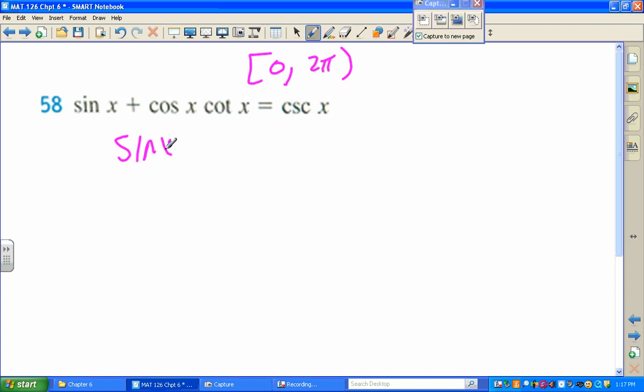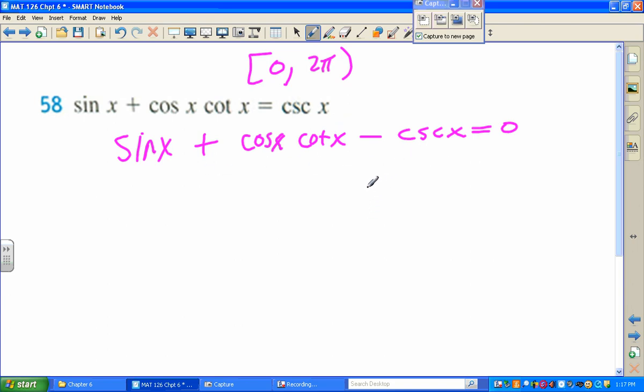Sine of x plus cosine of x cotangent of x minus cosecant of x equals 0. Oh, that's hard. No, it's not. I didn't see the cosecant there. I thought it was 0. Sorry, my fault. All right, so how do we do this one?